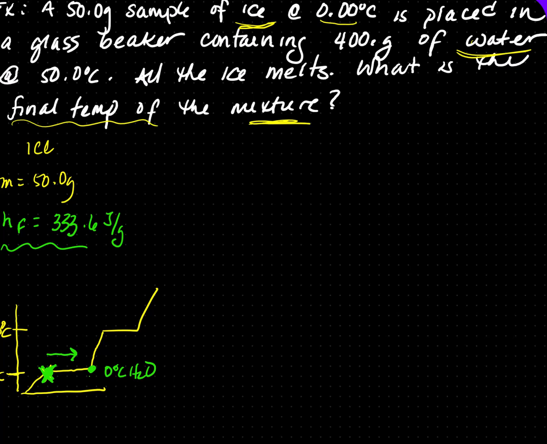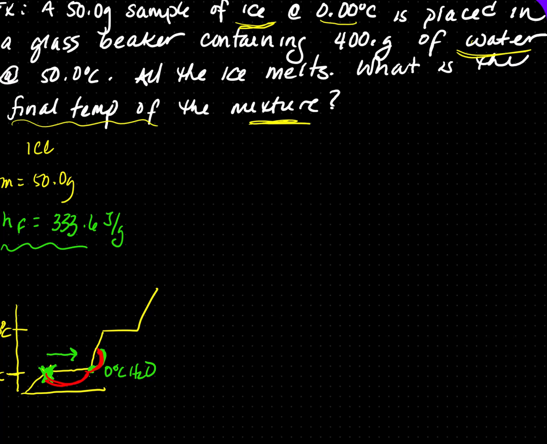Since we are looking for a final temperature, the final temperature is not 0. That means there's enough heat given off by the warm water to raise the temperature of the initial ice. When the ice moves up after it melts, it is no longer in the solid state. It is in the liquid state. So for the ice, there will be two equations. It has to melt and then it's going to be warmer water.